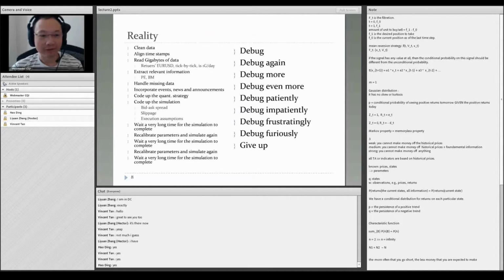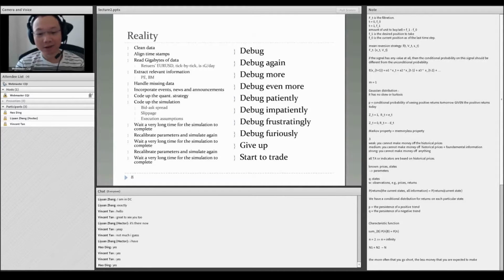And finally, you give up. You give up not because your code is correct, okay? You give up just because you're running out of time, your boss pushes you to trade, and for whatever reasons, you just give up, okay? And then you start to trade. So this is a very typical IT process for quant traders.